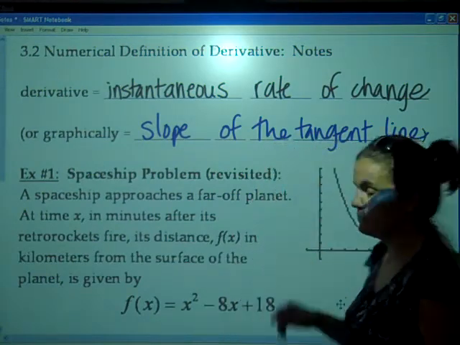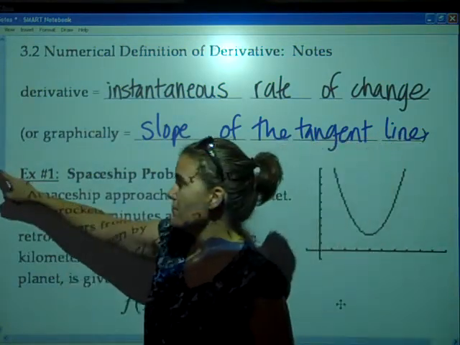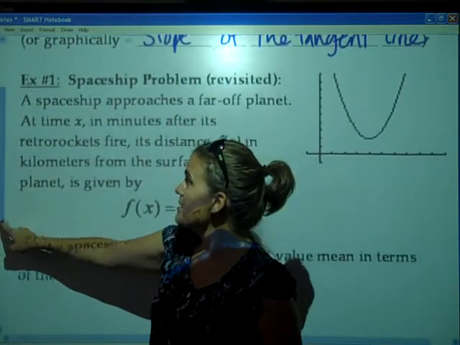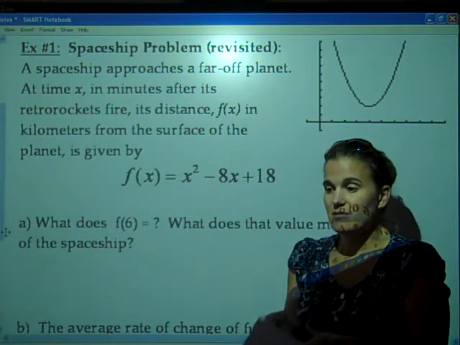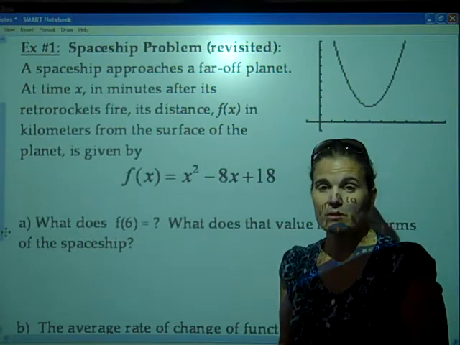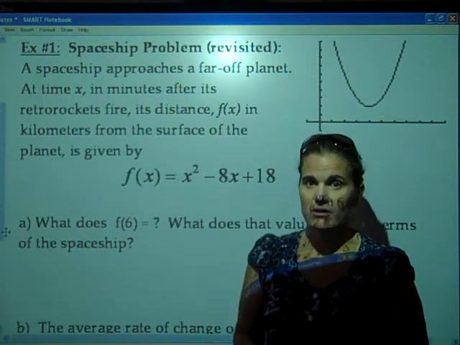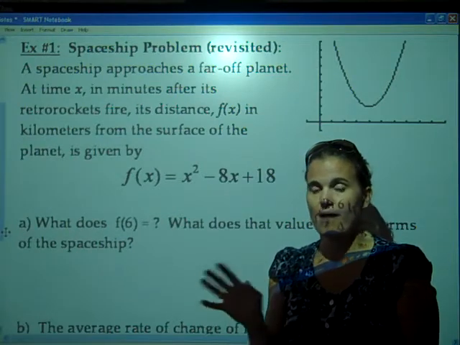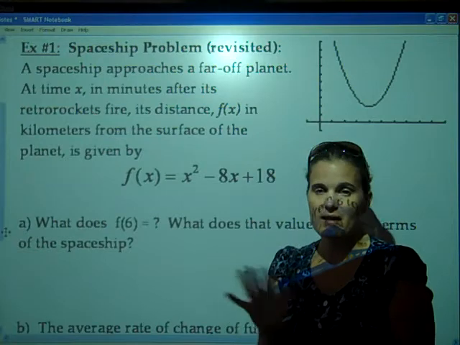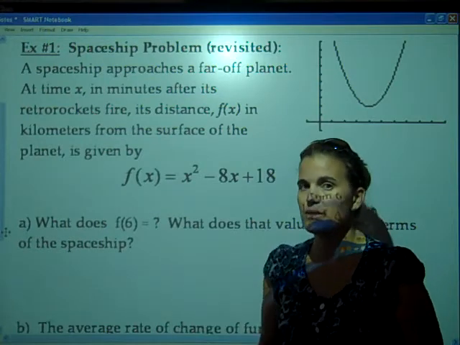So we're going to revisit the spaceship problem. It's the exact same problem that you looked at in section 3.1, and I basically summed it down to the steps that I want you to use. Please do not use your calculator for this section unless you want to check a value or check what the graph is going to look like. Other than that, please do everything by hand just like I am in the notes.